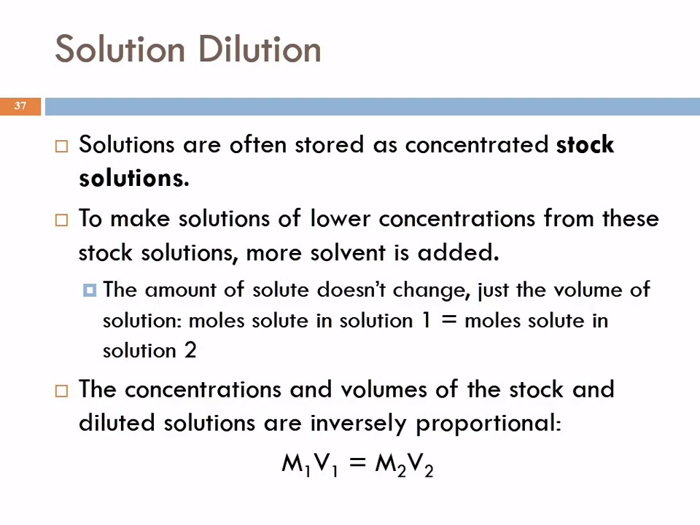Solution dilution. We often keep solutions back in the stockroom in more concentrated form, kind of like they sell concentrated orange juice at the grocery store, because it's convenient. And then you take the solution that's more concentrated and you can dilute it by adding solvent and make it pretty much anything you need. When we dilute a solution, we're just adding more solvent. The amount of solute doesn't change.